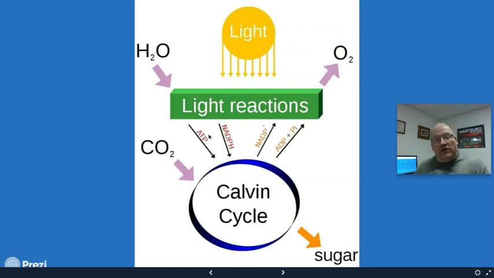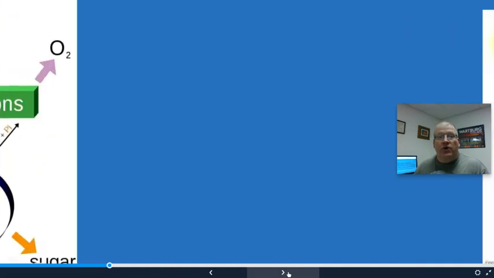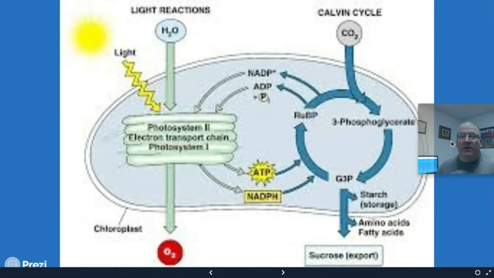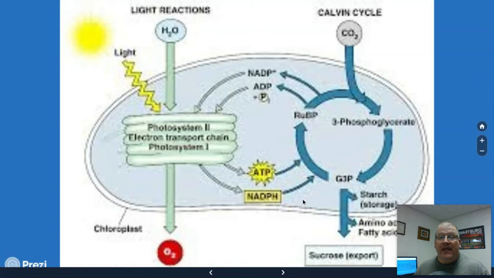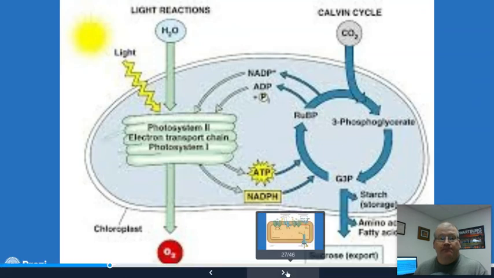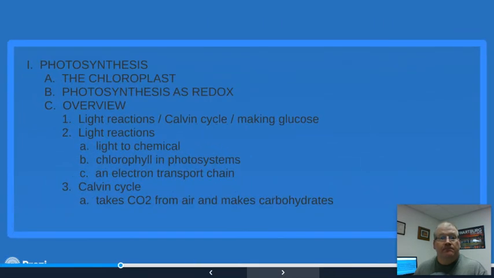So we're going to use these for energy to take carbon dioxide out of the air, run that through the Calvin cycle, and produce some sugar. Here it is in big picture. And remember, all of this now is happening in the chloroplast. Light reactions deep in the thylakoids, the Calvin cycle producing the sugar out here in the stroma. That's an overview of photosynthesis.